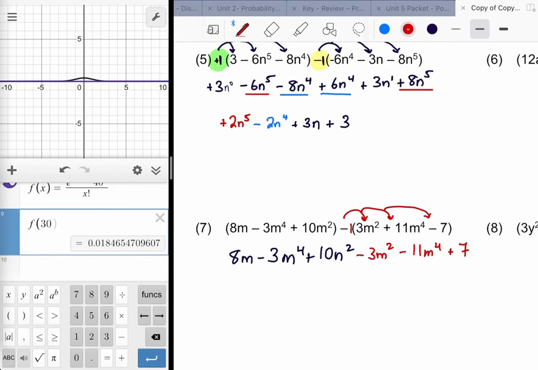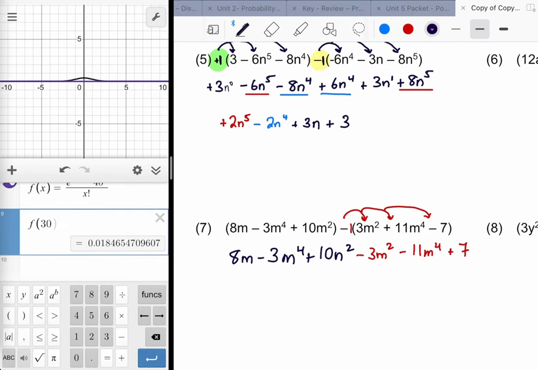Some of the questions that you were asked to do in the assignment yesterday asked you to find the opposite of an expression. All right, finding the opposite is the same as multiplying by negative 1. All right, so making that recognition kind of helps streamline the process.